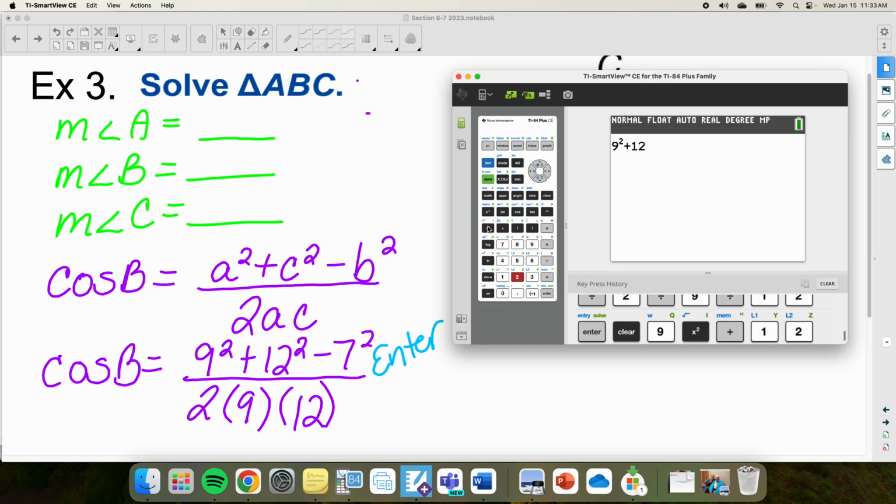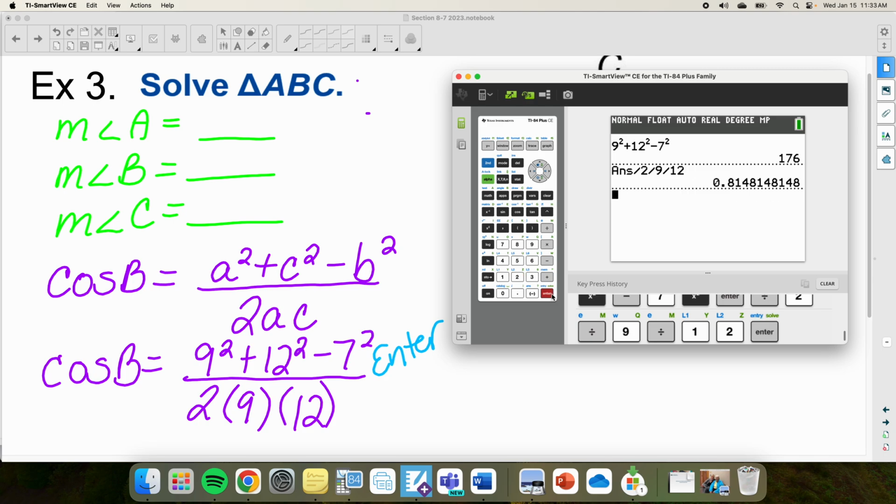So 12 squared minus 7 squared, enter. Divide by 2, divide by 9, divide by 12. Did you guys get 0.8148? Okay, that is cosine of B. How do I now find angle B? Second cosine, second answer.